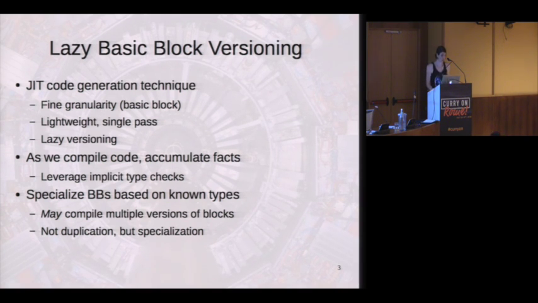As we compile code, we accumulate facts, type information in particular, and we do this by leveraging implicit type checks. And basic blocks are specialized based on the known type information that we have accumulated so far. So we may compile multiple type specialized versions of basic blocks, but the point of the technique is not to duplicate basic blocks. The point is to specialize them.